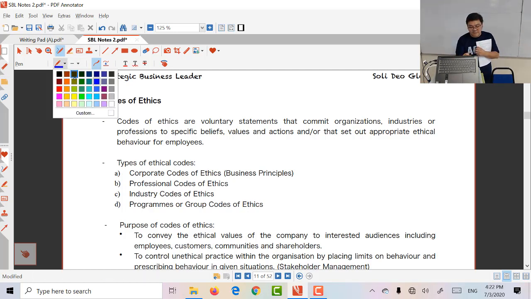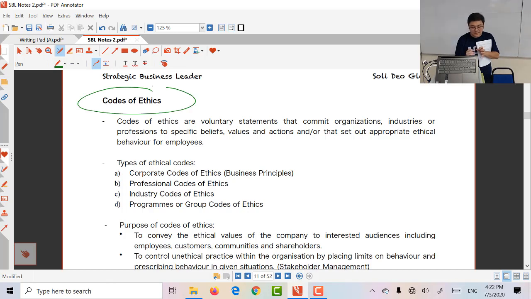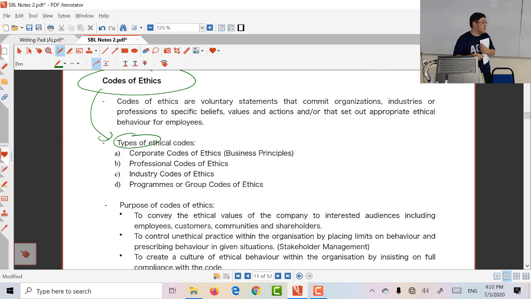Now, but before we look into code of ethics, I do need you to understand that there are many types of code, all right? Or there are many layers or levels of codes that we have.